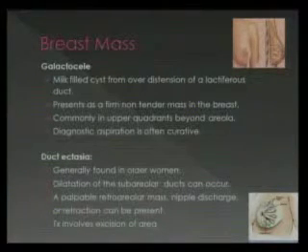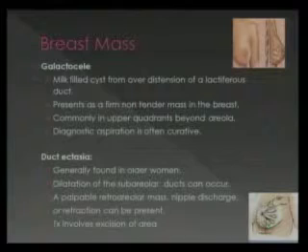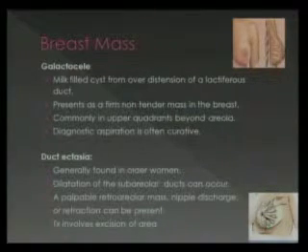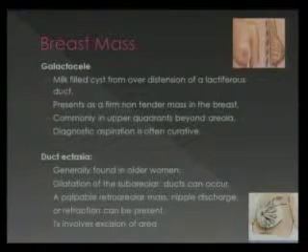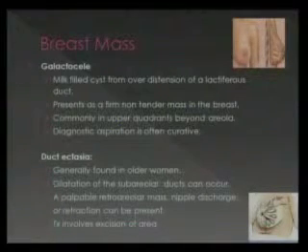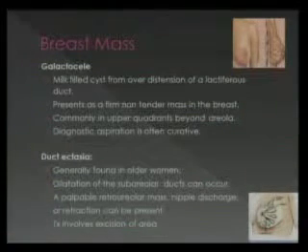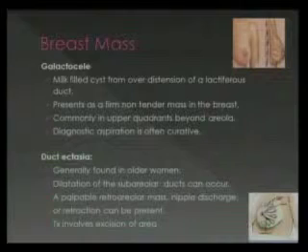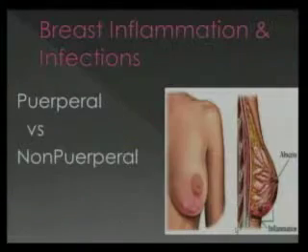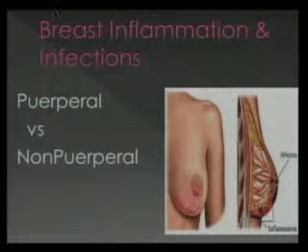Ductal ectasia is generally going to be found more in your older women. They're going to have dilation of the subareolar ducts. They have a palpable retroareolar mass. They can have discharge, which can often be green, or retraction of the nipple, which can be present. And treatment is going to involve excision of the area, and here you can see that. Next, we're going to look at breast inflammation and infections.